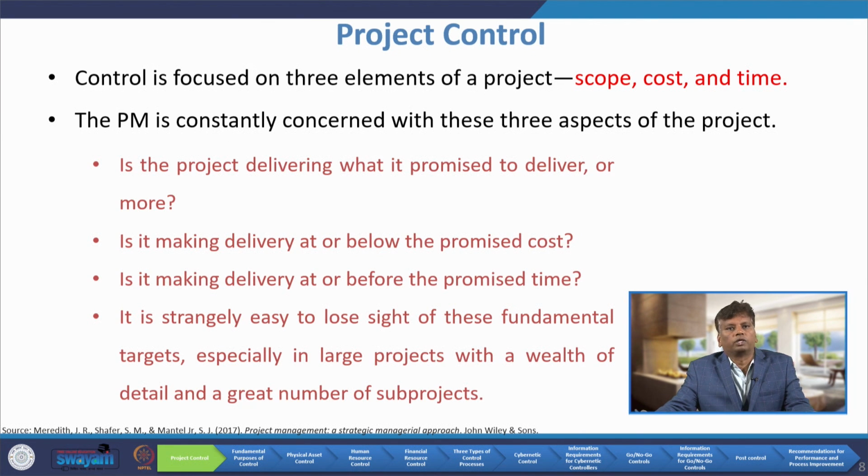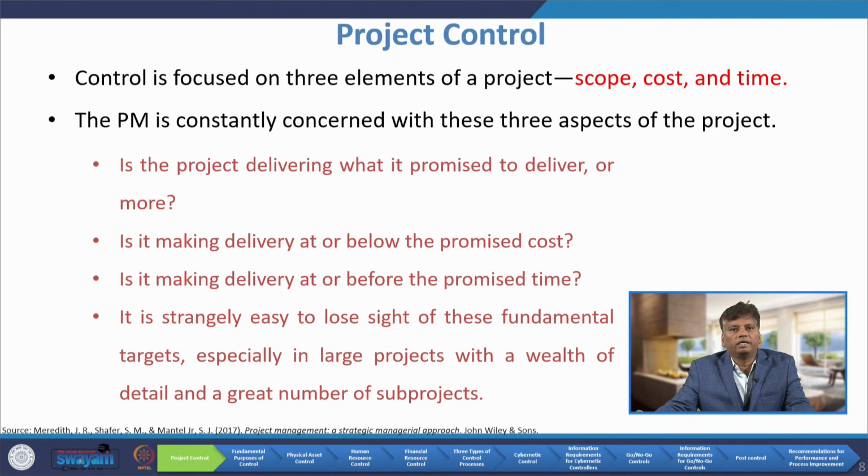Control is focused on three elements of the project. We can control scope, we can control cost, we can control time. The project manager is constantly concerned with these three aspects: is the project delivering what it promised to deliver or more, is it being delivered at or below the promised cost, is it being delivered before the promised time.